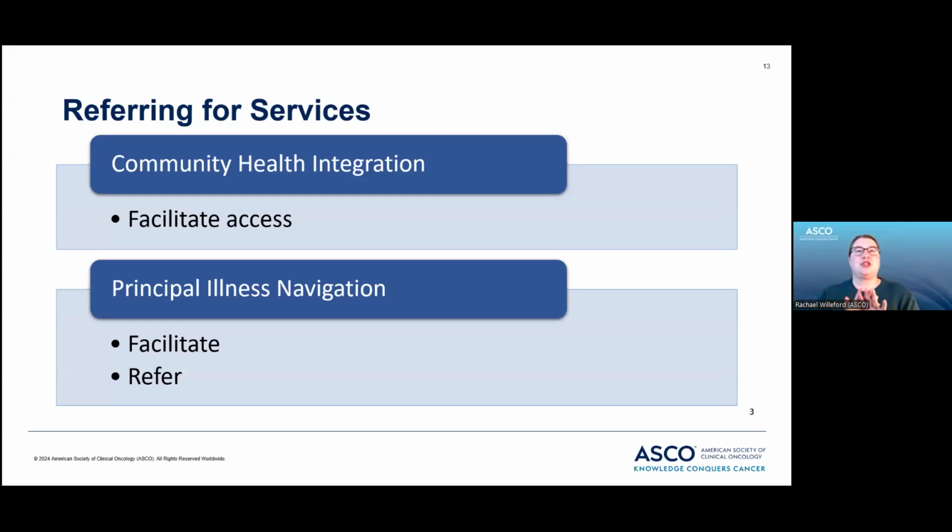One way that the two services do differentiate is the role of facilitating access. So community health integration facilitates access to care and community services, while CMS has stated that principal illness navigation may also refer the patient to applicable healthcare and community services. Note that this does depend on scope of practice for the personnel.